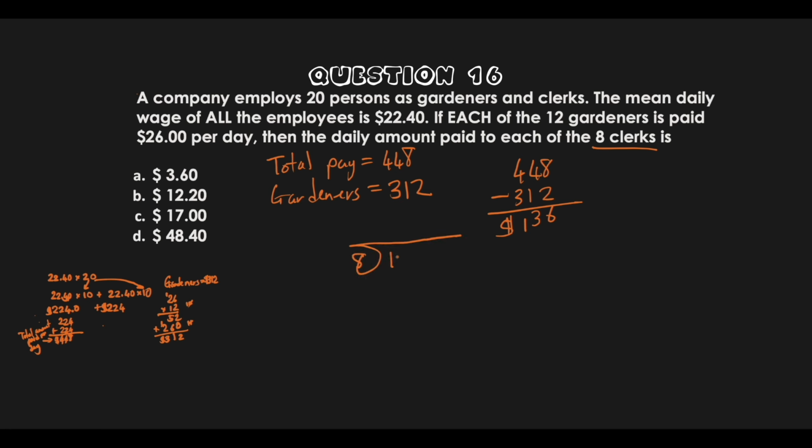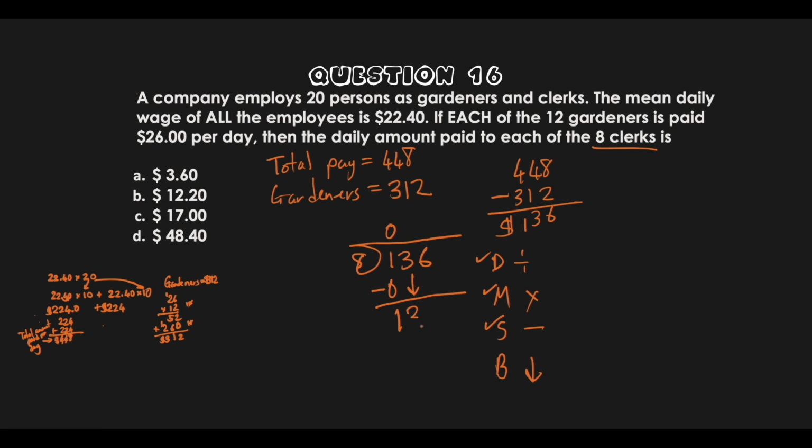So we have 136. So in order to divide, we use the process daddy, mommy, sister, brother. We divide first, then we multiply, then we subtract, then we bring down. So first things first, 8 into 1, we get 0. So that's the division done. So now we multiply. 0 times 8 is 0. So 1 take away 0 is 1. So we just multiply and subtract. Next step is to bring down.